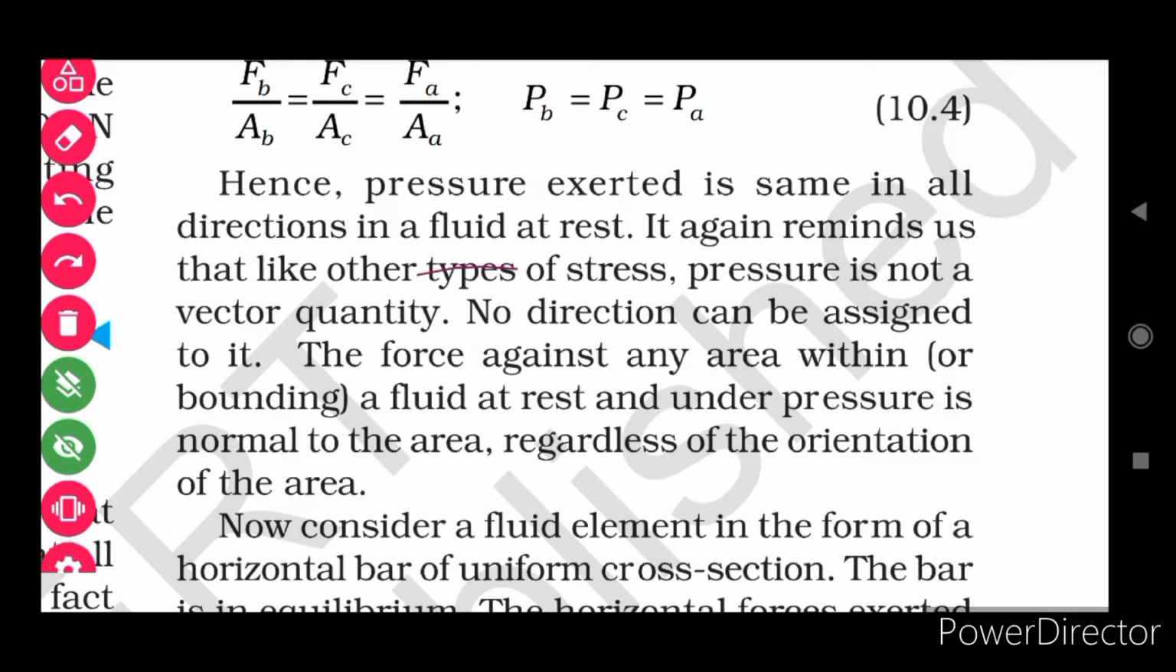As we have seen earlier, when we discussed pressure, it was the force thrust acting normal to the surface. So there is no direction fixed for pressure. It is not a vector quantity, it's a scalar quantity. Here also no direction can be assigned to it. The force acting on an area within a fluid at rest, and the pressure, is normal to the area. It is always normal to the area, regardless of the orientation of the area. That's why pressure is a scalar quantity.